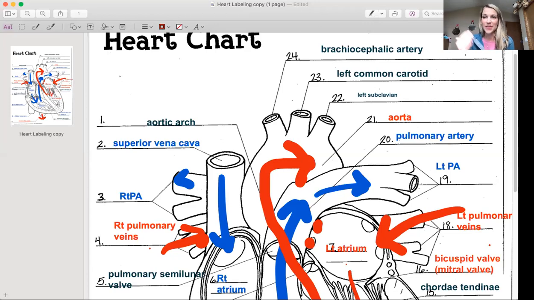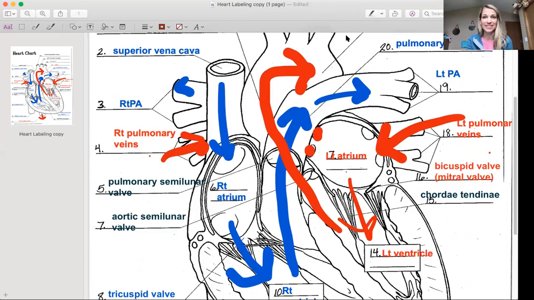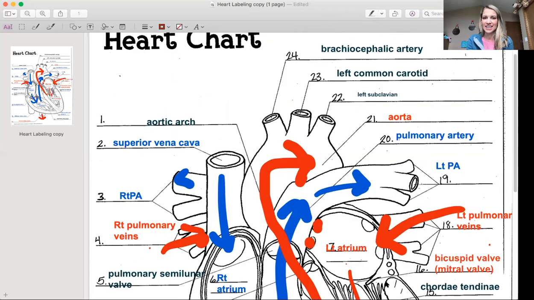Okay, so that we now have finished labeling the heart. Awesome. Now, if I can stop share. All right, hopefully you guys are getting this. Practice, practice, practice.